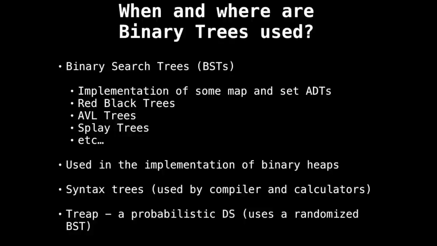So whatever you punch in your calculator gets parsed into a binary tree and evaluated. And lastly, I just threw in a treap, which is another type of probabilistic data structure.